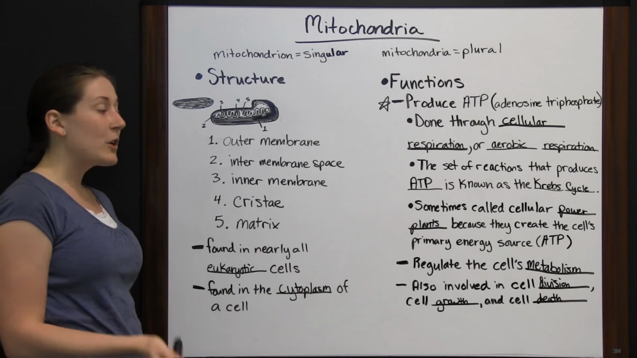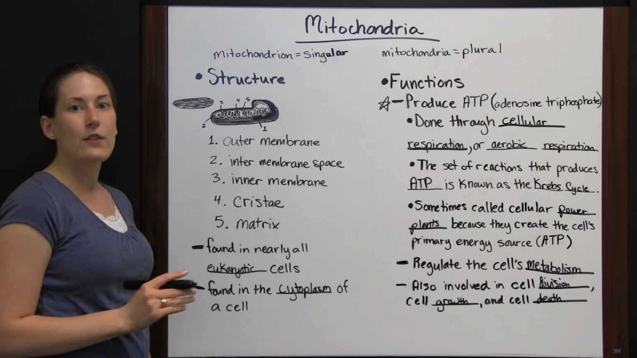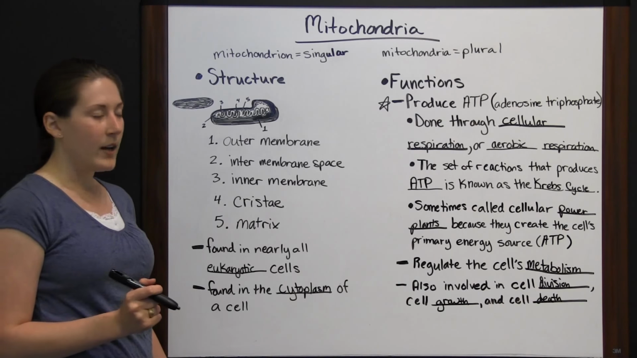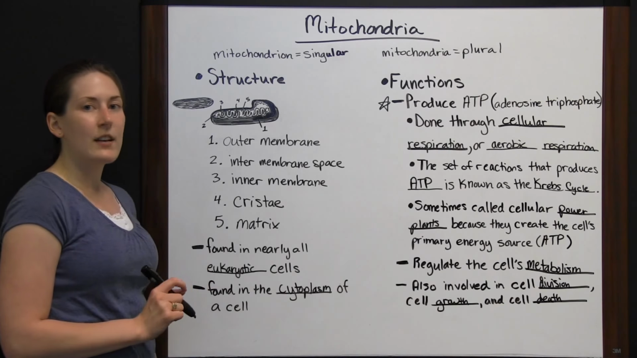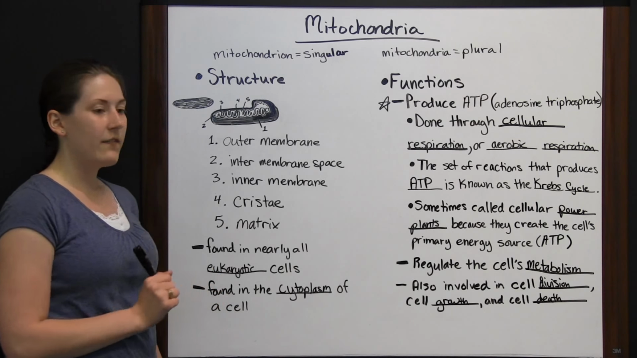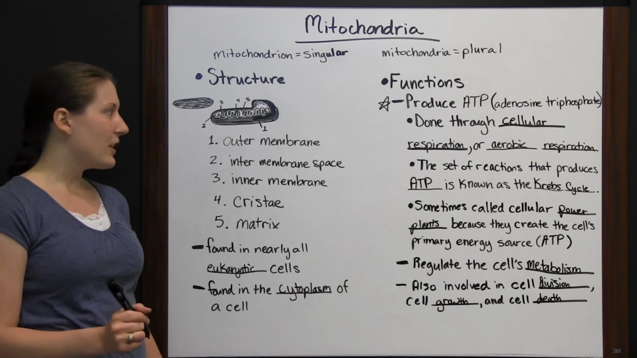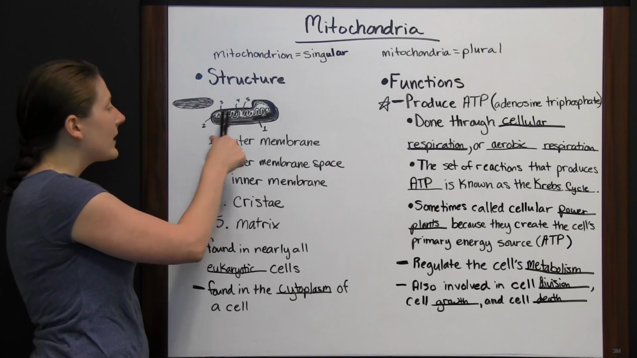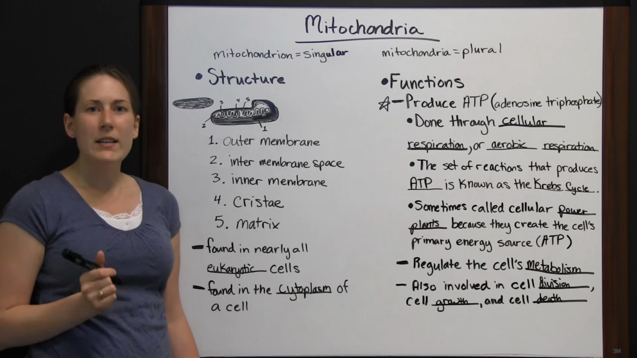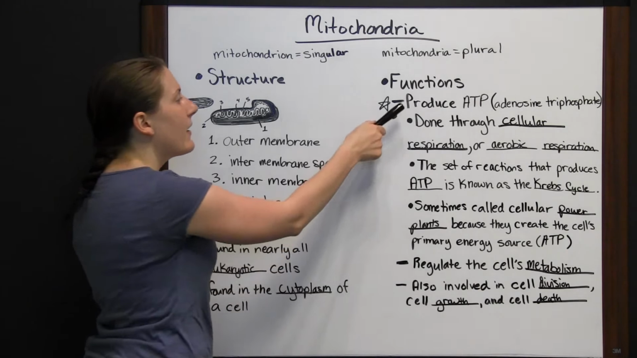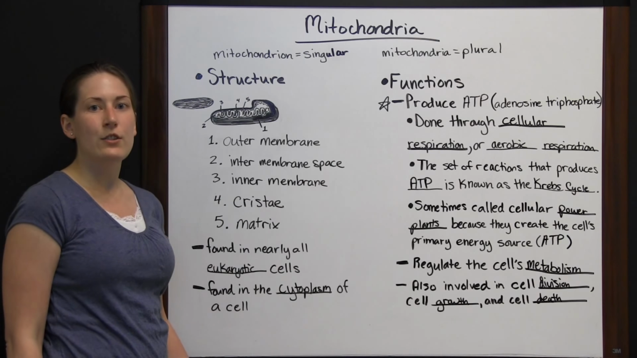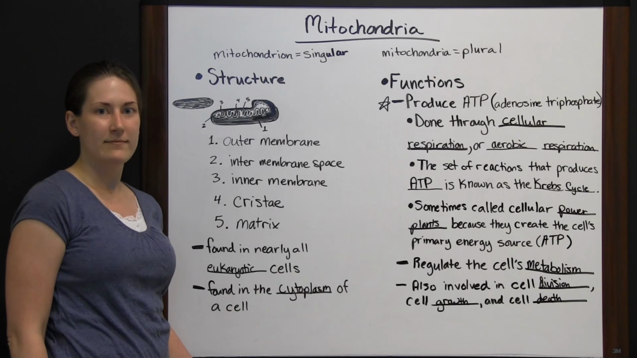Remember that mitochondria are going to be found in eukaryotic cells, and they're found in almost all eukaryotic cells, but not every single one. And most eukaryotic cells will have at least one, but they could have a lot of mitochondria, and you're going to find them in the cytoplasm. So just remember, if you're looking at a cell diagram, you're looking for that little jelly bean shape, and if you're thinking about what does a mitochondria do, think about producing energy, producing ATP. The mitochondria is your power plant of the cell.